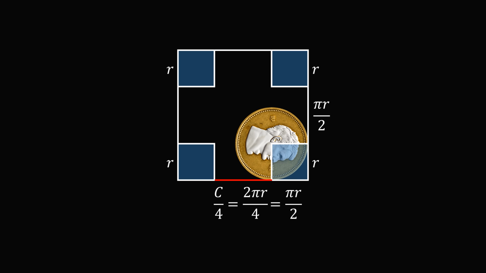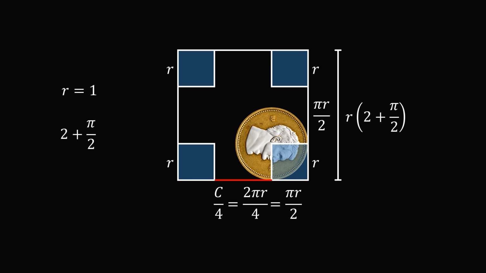So the entire square side length is equal to r plus pi r over 2. Factoring out the r gives r multiplied by 2 plus pi over 2. In this problem, r is equal to 1, which means the side of the square is equal to 2 plus pi over 2. And that's the answer to problem 1.